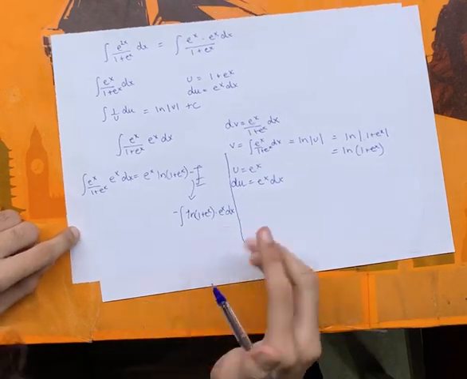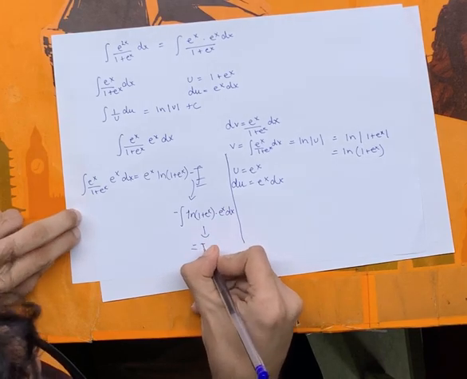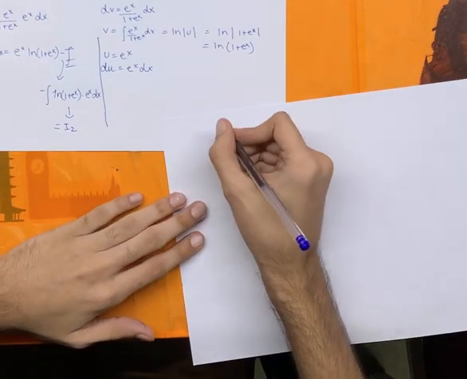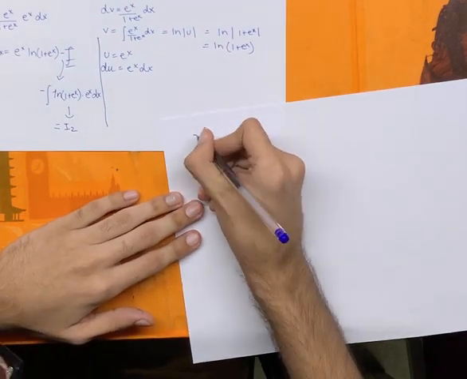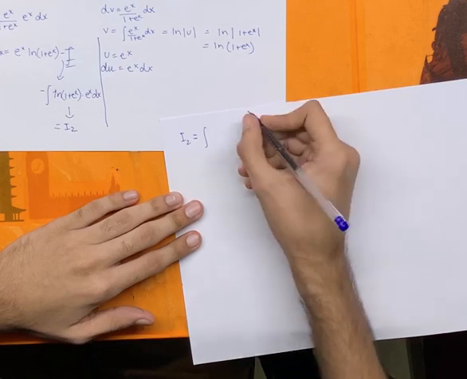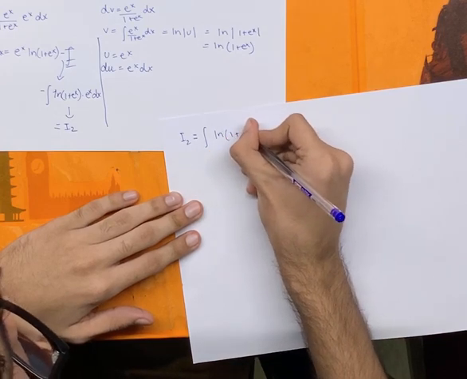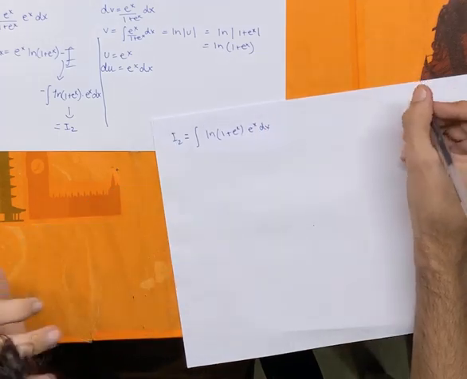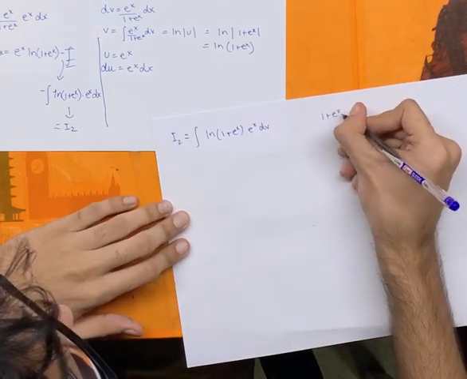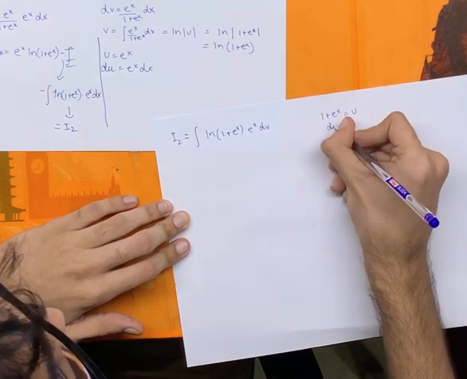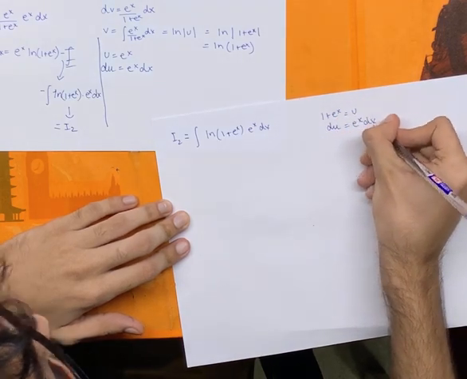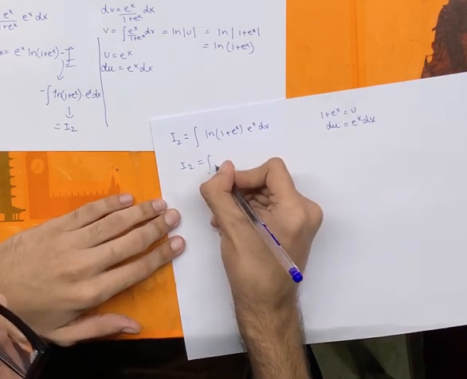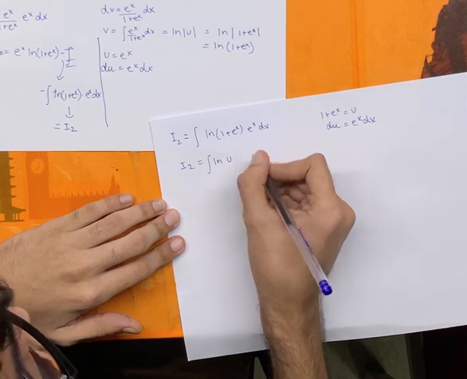Now if you look at this, let's call this integral I2. I'm going to solve this separately on another paper here. We're going to have to use another u substitution here, but that's okay, this is a pretty simple one. So let's take 1 plus e to the power x as u here. Du will be e to the power x dx, and as you can see, we can substitute that here. So we're going to be left with the natural log of u du.